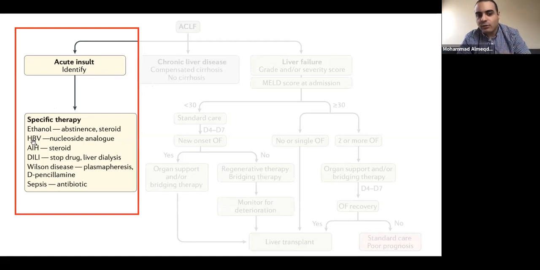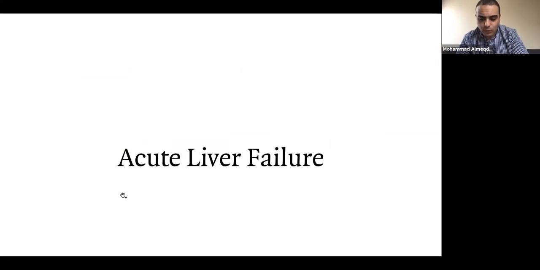Hepatitis B, you treat them. You give them nucleoside analogs and then you send them home. Autoimmune hepatitis, you start steroids and azathioprine. Drug-induced liver injury, you stop the drug. Wilson's disease, you do plasmapheresis or D-penicillamine. And sepsis can be a cause, so you just treat the underlying sepsis. Finally, just a few words about acute liver failure, which is something you should be able to identify. You correctly identified it earlier.